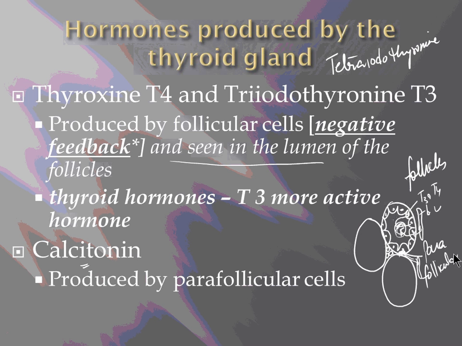Now in the lumen, more of T4 is actually formed. But when it goes to the tissues, that T4 is converted into T3, because T3 is the more active thyroid hormone. Even though more T4 is formed, that T4 is broken down into T3, the more active hormone.